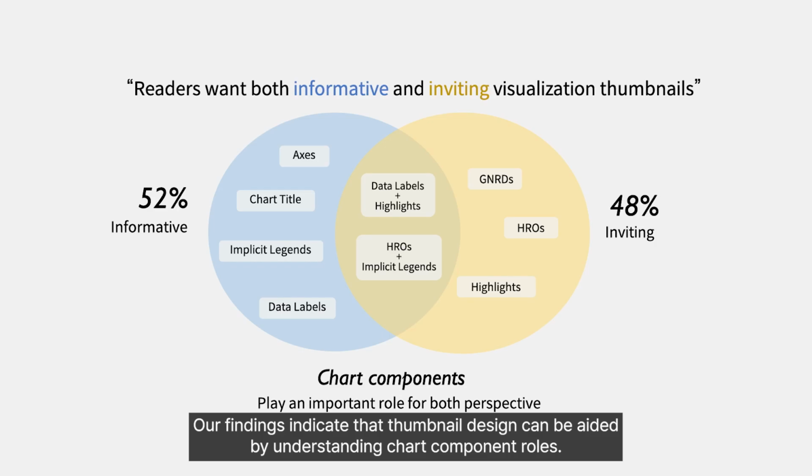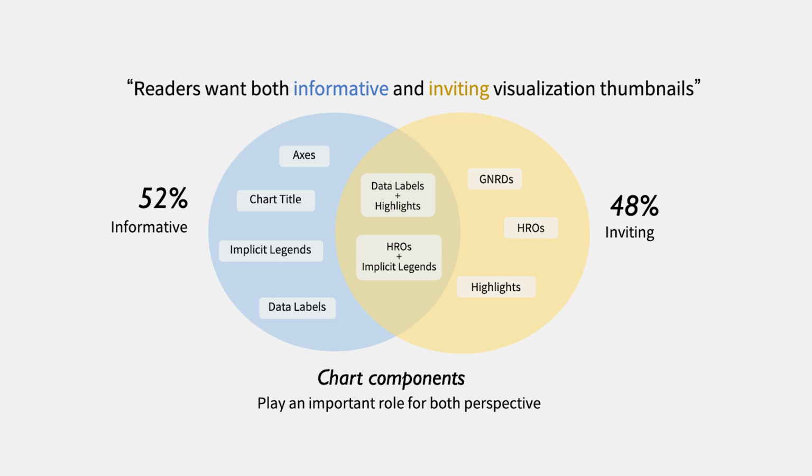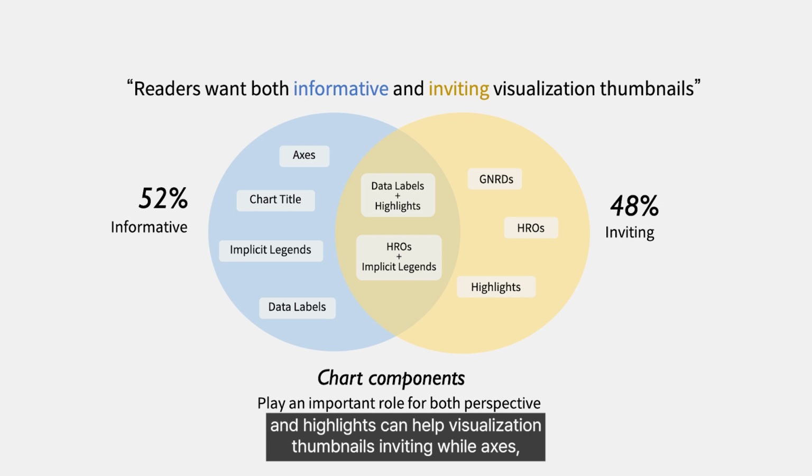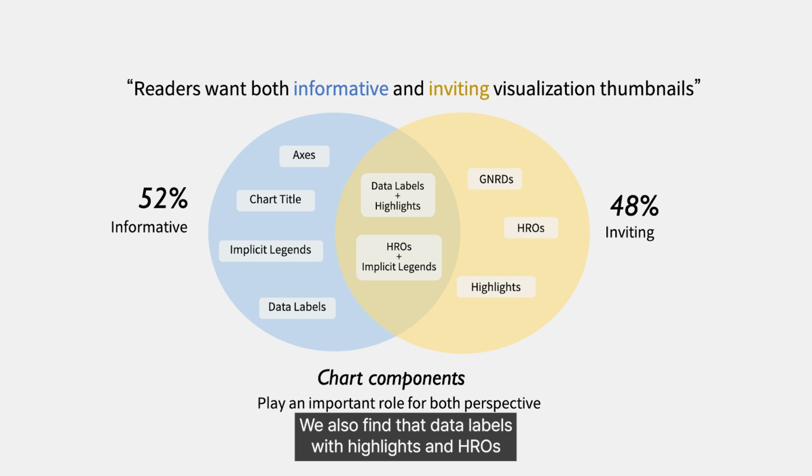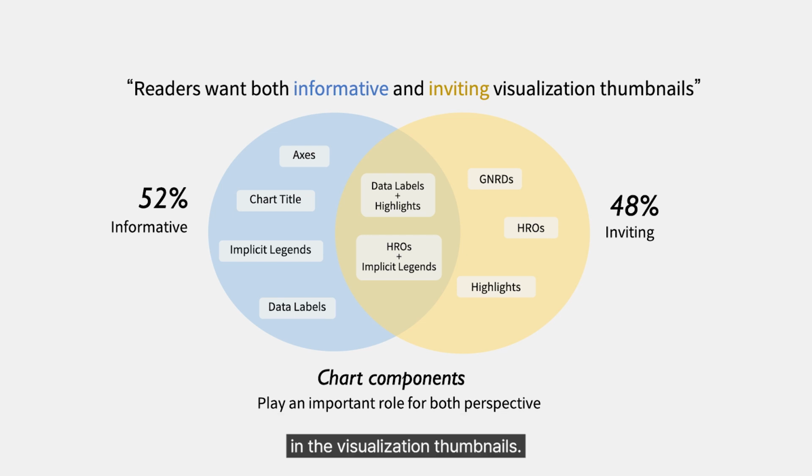Our findings indicate that thumbnail design can be aided by understanding chart components' roles. For example, GNRDs, HROs, and highlights can help make thumbnails inviting, while axes, implicit lessons, and data labels can help make thumbnails informative. We also find that data labels with highlights and HROs with implicit lessons can work for both inviting and interpretable in the visualization thumbnails.